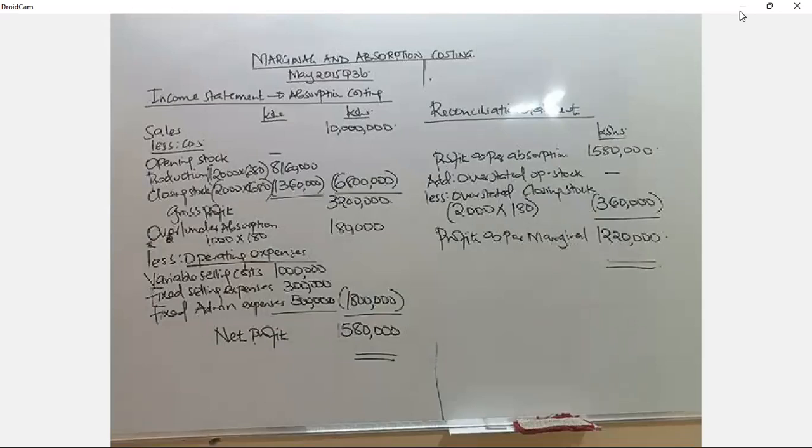So I just want to shift and do another question. December 2021, question 3A. Even though they have not brought this marginal and absorption much, it might be a target in the coming sittings. So let us go there.